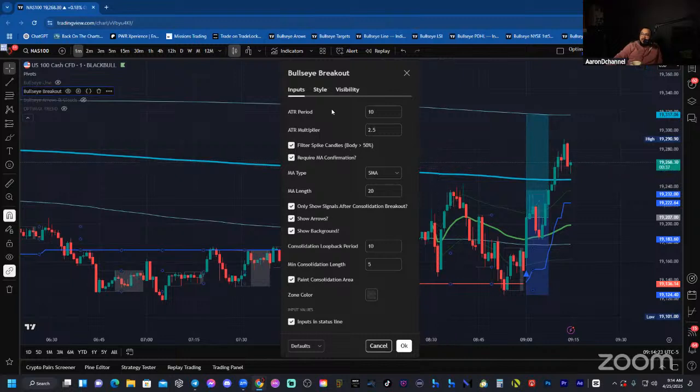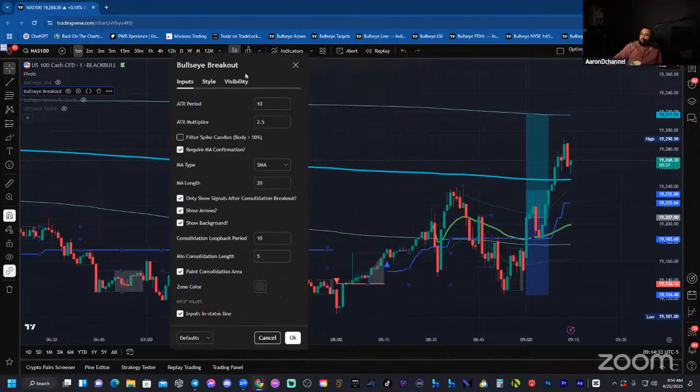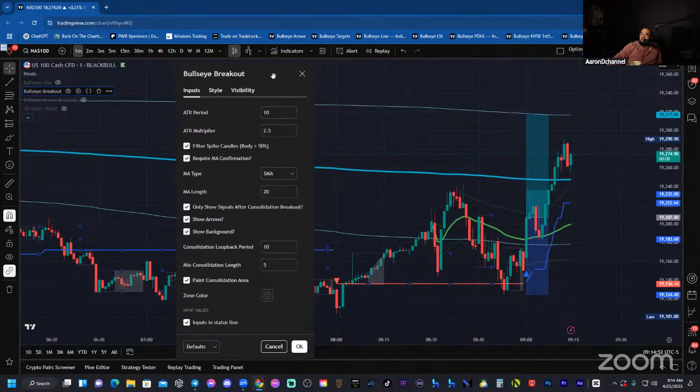ATR, it's based off of average true range. It filters out those spike candles, right? So if you want to filter out spike candles, 50% of the previous candle body, then boom, there it is. And it also requires confirmation of a simple moving average, 20 moving average, which is where we get from our Uncle Oliver. And we also made a requirement for it to only show us breakouts of consolidation phases.